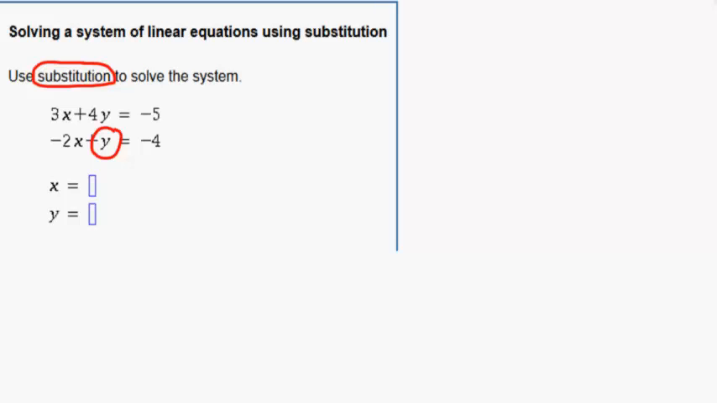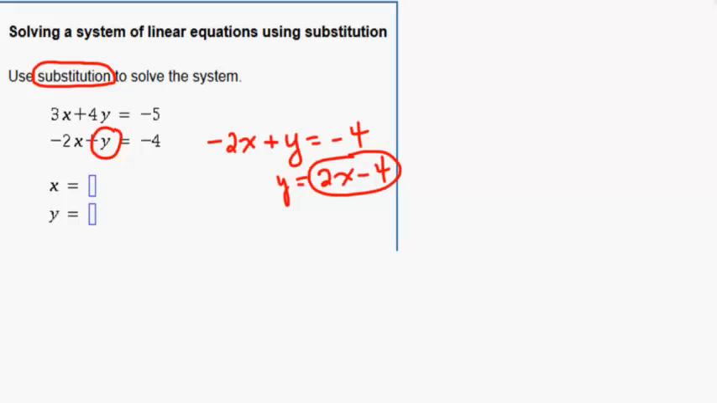So what we're going to do here is solve for y. And you can use elimination for this problem. It's specifically asking us to use substitution, but once you get used to the two processes, you'll begin to get a little bit more comfortable deciding which one you want to use. Alright, so I'm going to add 2x to both sides, and I'm going to get y equals 2x minus 4. So now we know y is 2x minus 4.